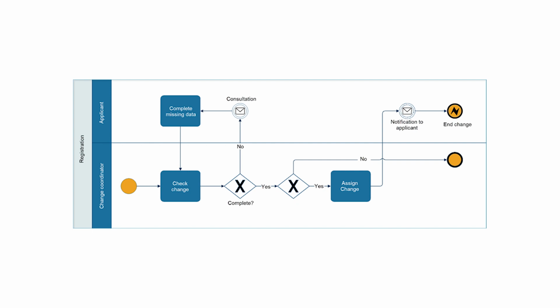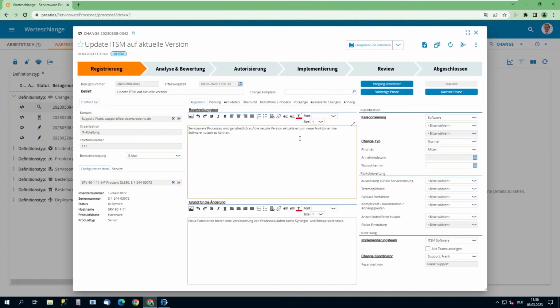Depending on the result of the review, the change moves on to the next phase, analysis and evaluation, or is terminated early. The change coordinator then checks whether all the information in the change is sufficient, or whether the applicant needs to make any additions. The change coordinator can initially decide whether to add the applicant's details to the process themselves, or send it back to them using the Previous Phase button.